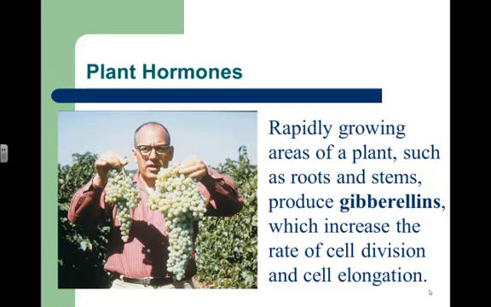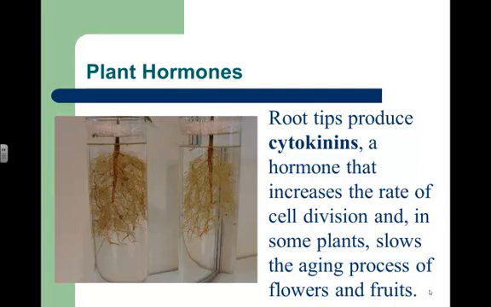Now look at the difference between the grapes on the left and the grapes on the right. The grapes on the right, man used another plant hormone called gibberellins. And gibberellins produce increased cell division and elongation, and you can see much bigger grapes compared to a clump of grapes, or a cluster of grapes, there on the left.